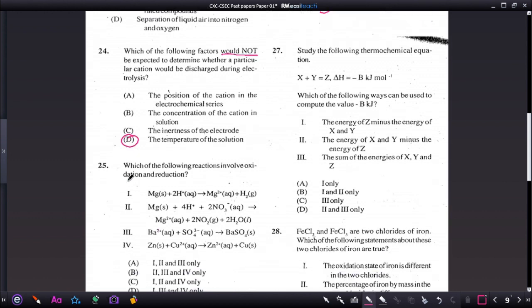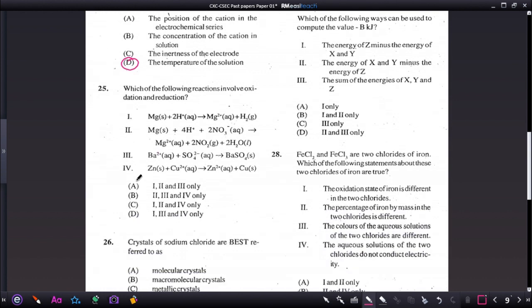25. Which of the following reactions involve oxidation and reduction? Alright, let's work it out. Here we have magnesium in the 0 oxidation state, and over here it's +2, so that's oxidation, an increase in oxidation number. H+ was +1 for the hydroxonium ion, and then it became 0 over here, so it was a reduction in the oxidation number. So oxidation and reduction is taking place in 1.